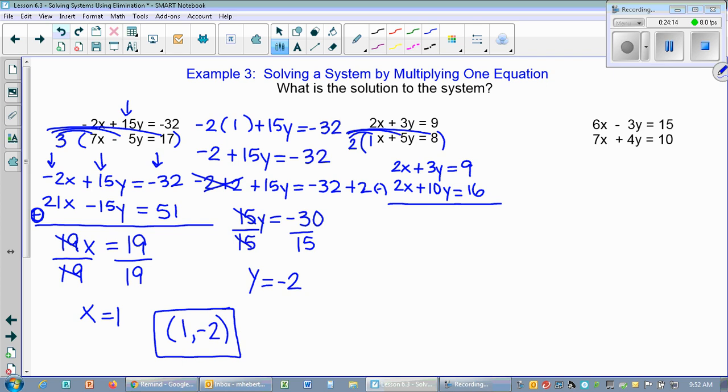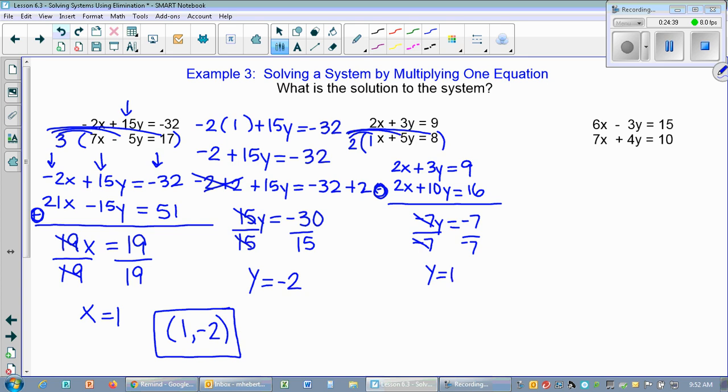So we have 2 take away 2, which is 0x's. 3 take away 10 is a negative 7y. 9 minus 16 is a negative 7. We'll divide each side by negative 7 in order to get a 1y on the left side. And negative 7 divided by negative 7 is a positive 1.